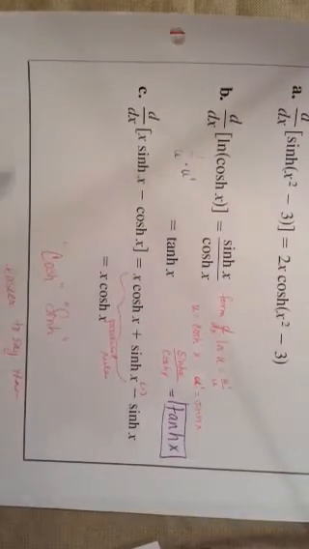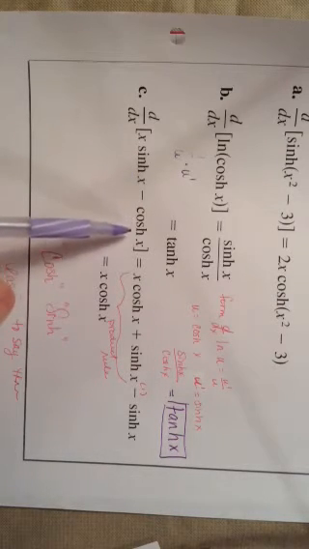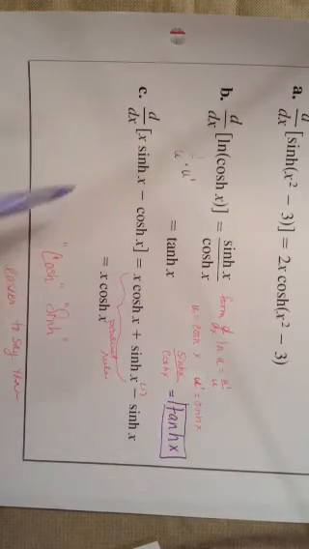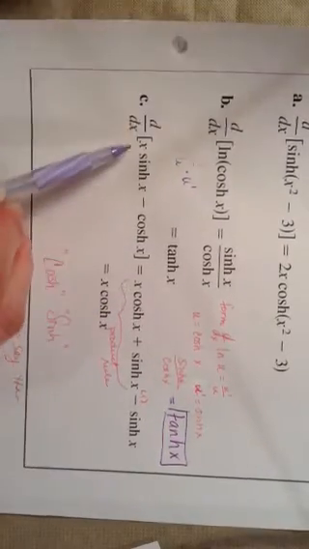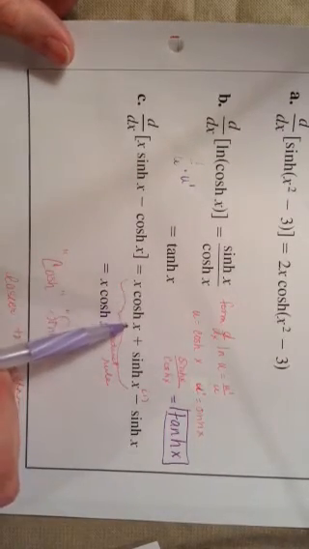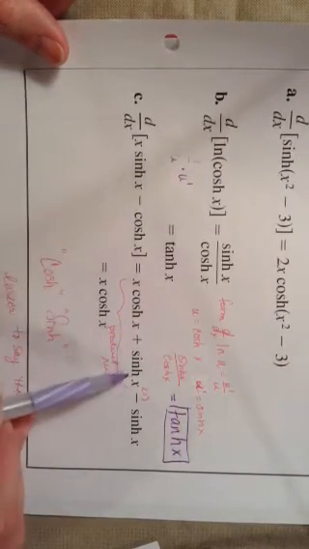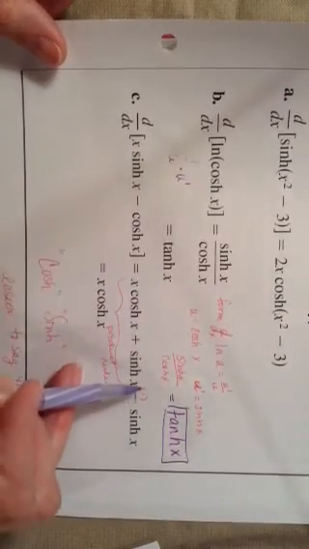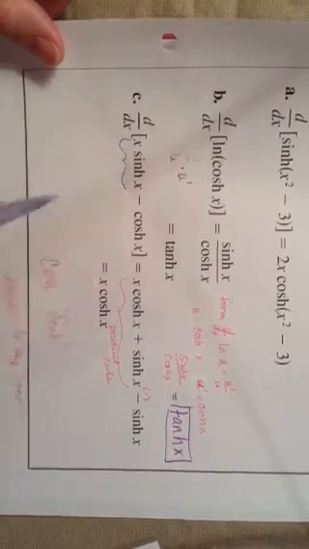Letter C. As you can see, we have x times the hyperbolic sine function of x minus the hyperbolic cosine function of x. So in this case right here, we're going to have to use the product rule. So we will write the first, which is our x right here, times the derivative of the second. So the derivative of the hyperbolic sine function of x is going to be the hyperbolic cosine function of x, plus the second, which is our hyperbolic sine of x, times the derivative of the first. Well, the derivative of the first is just 1. Okay, so times 1. So far, this is all that I've done right here.